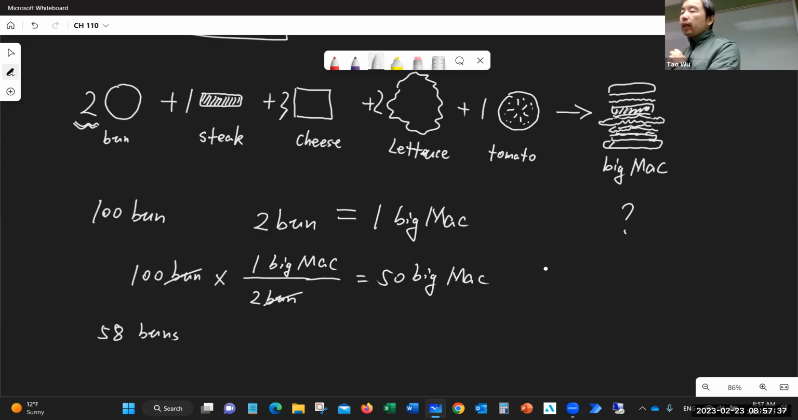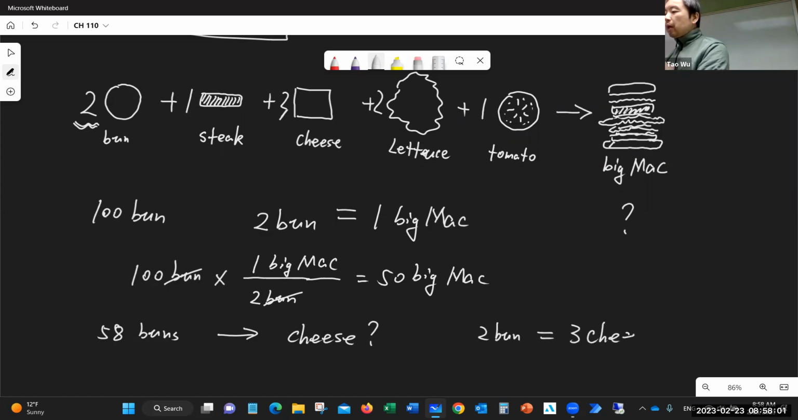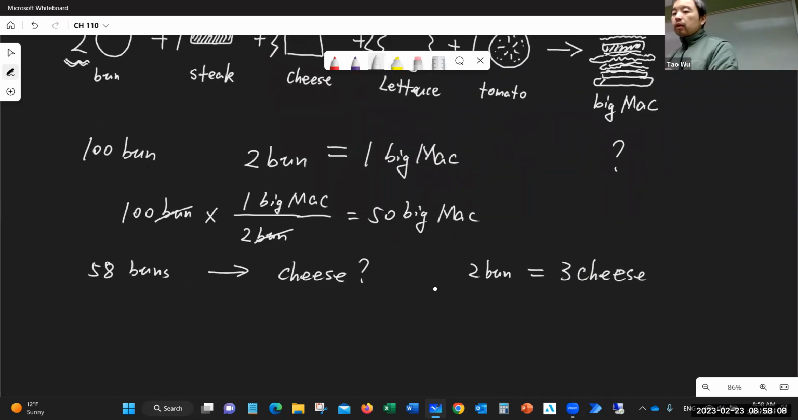So now we have 58 buns. How many cheese do we need to use up all the buns? And how do we set up? Well, first you need to find a link between buns and the cheese. 2 buns equal 3 cheeses, which means if we use up 2 buns, then we're going to use 3 cheeses. So what we have is 58 buns.